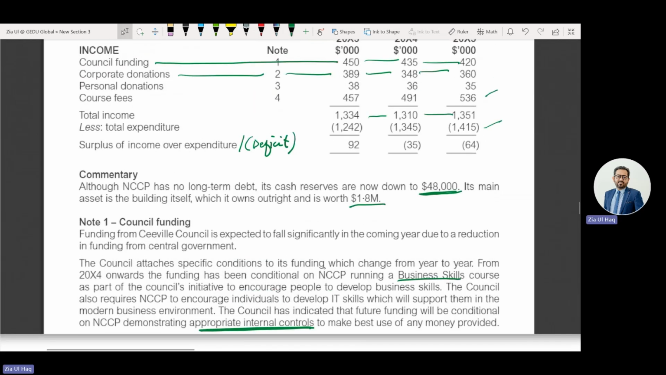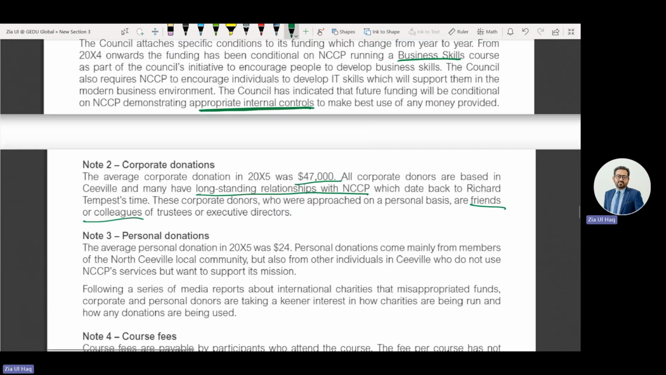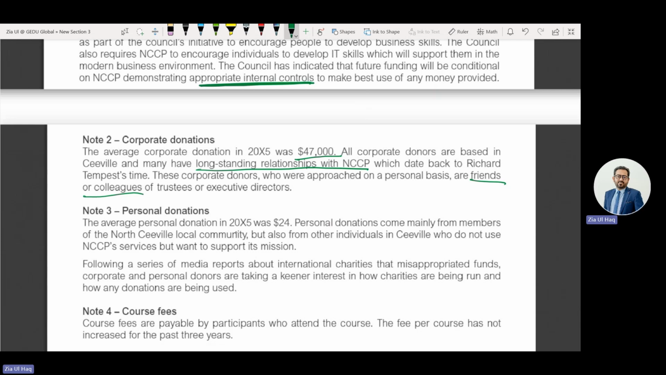Personal donations, if we see, have also decreased, but a small part we are generating from personal donations. So the average personal donation in 20x5 is $24. Some people, how much they want to donate, they are donating. Personal donations come mainly from members of the North Sea Seville local community, but also from other individuals in Seville who do not use NCCP services but want to support its mission.